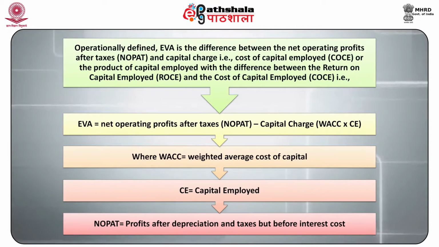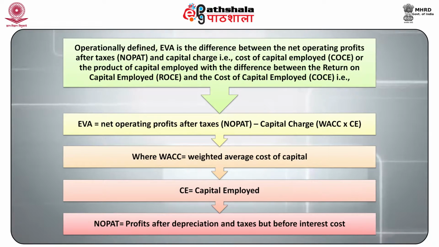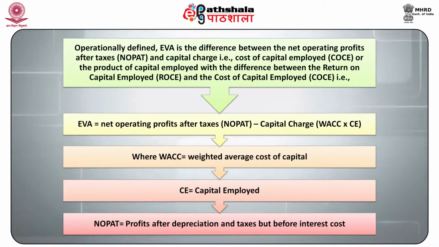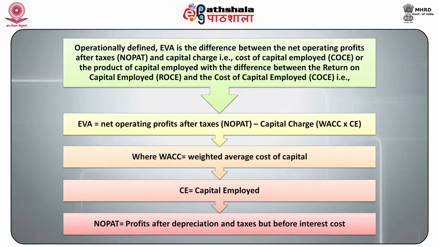Operationally defined, EVA is the difference between the net operating profits after taxes and capital charges, that is, cost of capital employed, or the product of capital employed with the difference between return on capital employed and cost of capital employed. Therefore, EVA is equal to NOPAT minus capital charge, where capital charge is equal to WACC multiplied by CE, and WACC is equal to weighted average cost of capital. CE stands for capital employed.